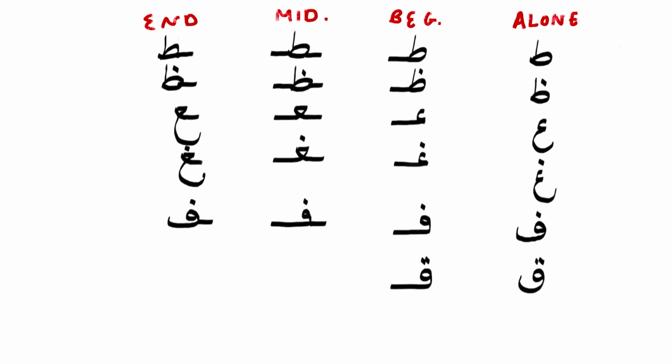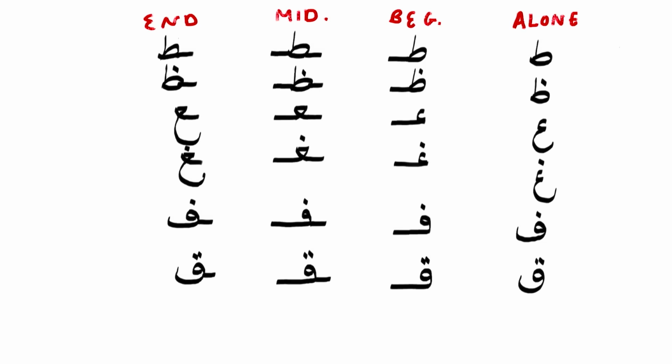The same applies when it's in the middle. It has the connecting line, then we just draw the qaf as it is, with the connecting line to connect to whatever is after it, as so. So here's the connecting line for what's before it, here's the connecting line for what's after it. Once again, when it's at the end, we will draw the connecting line, and then we just draw the qaf as we do when it's alone. So we've covered ta, dha, ayn, ghain, fa, qaf, and now we move on to kaf.